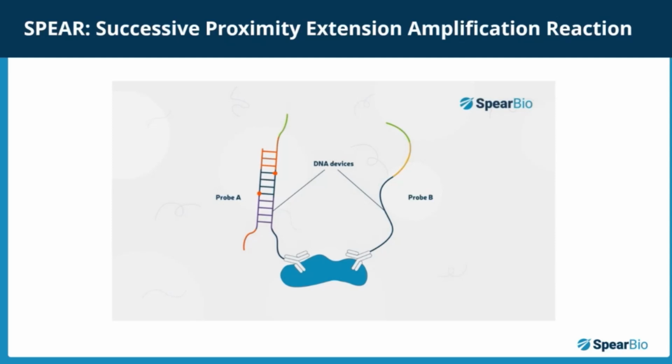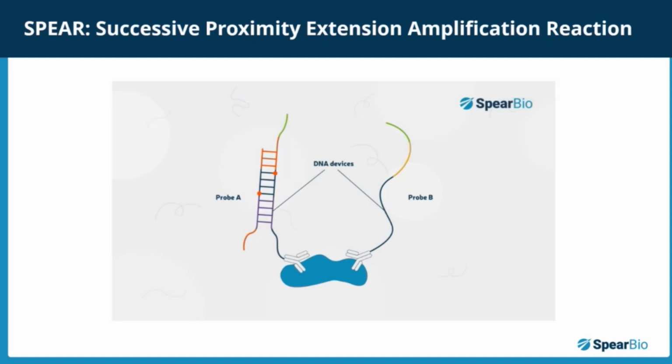We call this technology SPEAR, which stands for Successive Proximity Extension Amplification Reaction. Its mechanism is illustrated in this animation. SPEAR utilizes two specially designed DNA probes linked to an antibody pair that binds to a target protein. Probe A is primarily double-stranded with two short single-strand domains at each end. It also incorporates two chemical modifications in the double-stranded region that act as stoppers, which can stop a polymerase extension reaction at a particular nucleotide position.